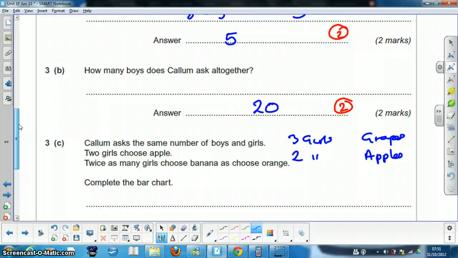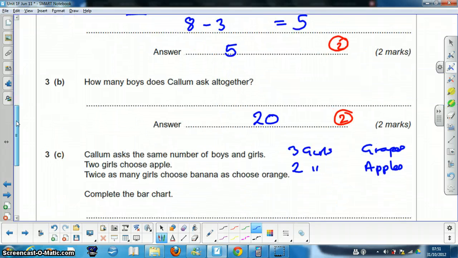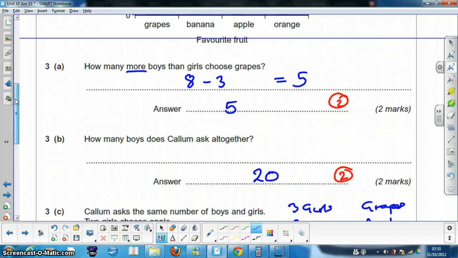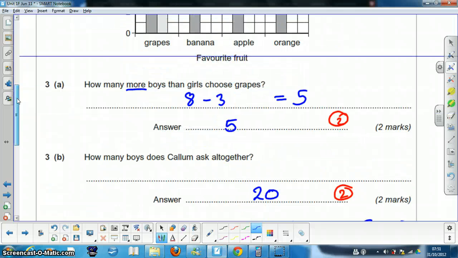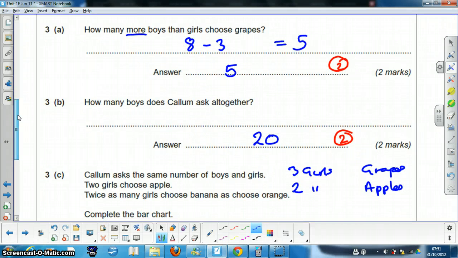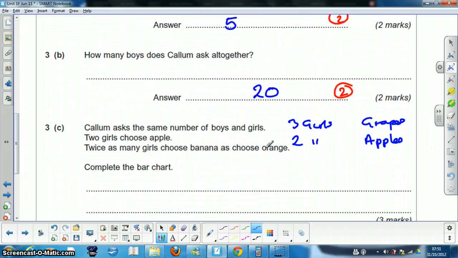Now, twice as many girls choose banana as choose orange. That's interesting. We've got the number of grapes as 3. The number of apples is given as 2. Twice as many choose banana as choose orange. So we've got 15 we've got to fill in. Oh, here we go. 10 must choose banana. 5 girls must choose orange.